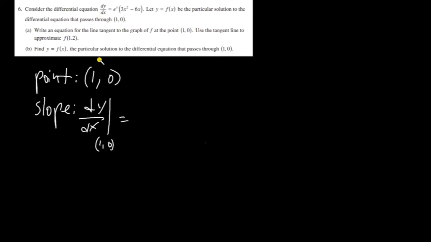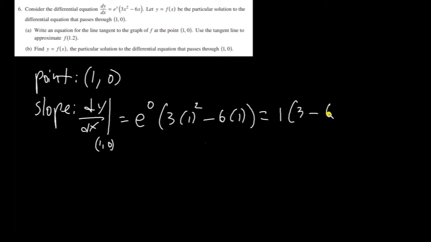Well, we have the derivative, and we have the point, we just have to plug in 1, 0 into the derivative. So we have e to the 0, remember y is 0 in this case, times 3 times 1 squared minus 6 times 1. And e to the 0 is 1. So 1 times 3 minus 6, that's equal to negative 3. Okay, so our slope is negative 3.